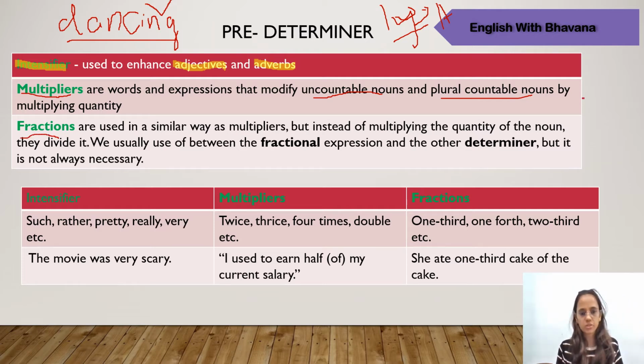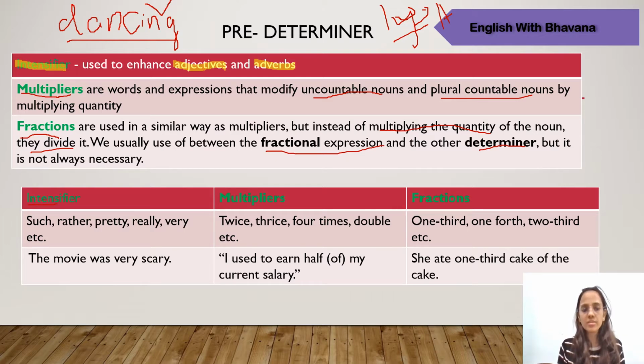Fractions. What are fractions? They are used in a way as multipliers, but instead of multiplying the quantity, we usually divide it. We usually use of between the fraction expression and another determiner, but it is not always necessary. For example, she ate 1/4 of the cake. She ate 1/3 of the cake. So that is known as a fraction. 1/3, 1/4, 2/3, all are fractions.